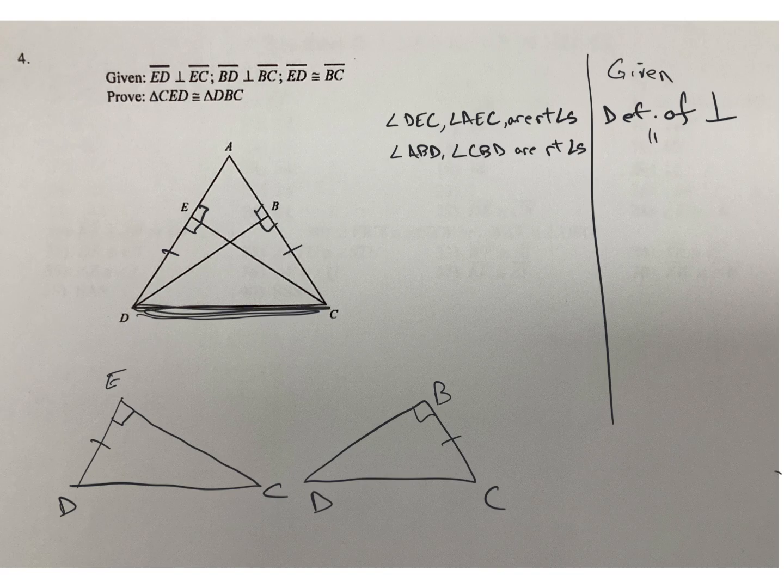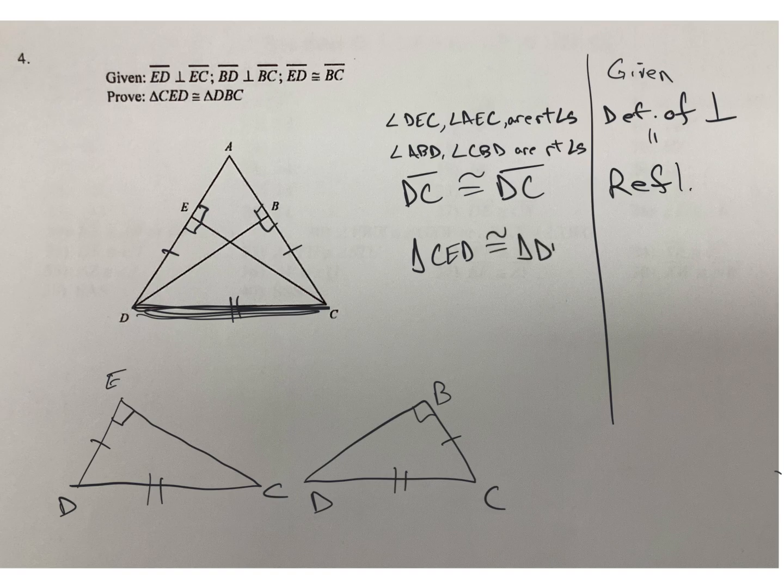DC is reflexive. So you would say DC is congruent to DC, reflexive property. Definitely look for vertical angles, reflexive properties to help you out in this case. So now we have that marked, and in the pictures down at the bottom, it's easier to see that triangle CED is now congruent to triangle DBC by hypotenuse leg.